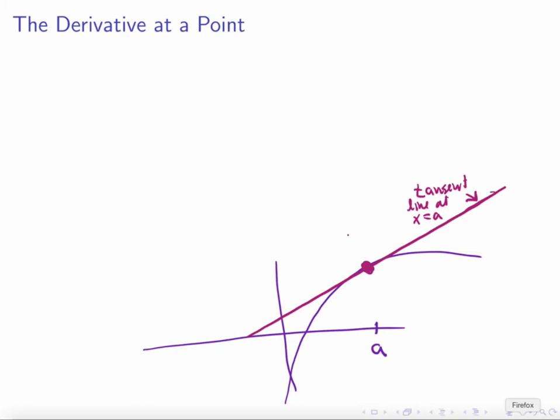So in this video, we're going to define the derivative at a point and then go through an example of actually calculating this derivative for a particular function. So the derivative, as I said previously, is just another name for slope. So we already know a lot of names for slope.